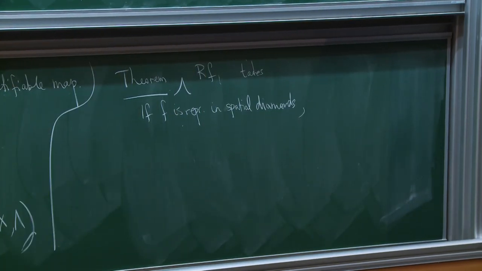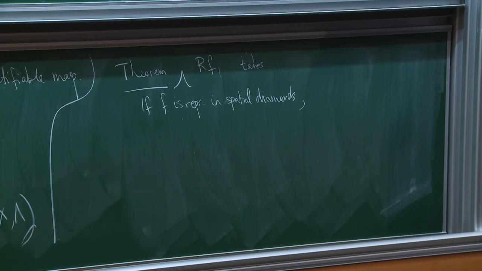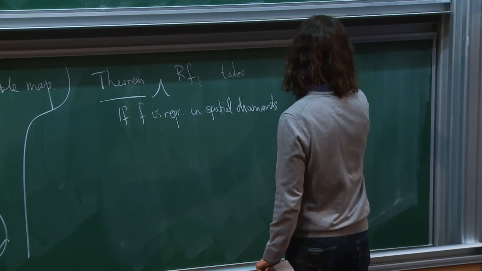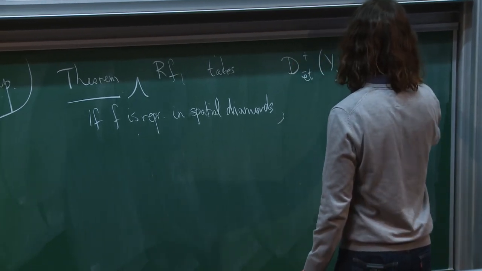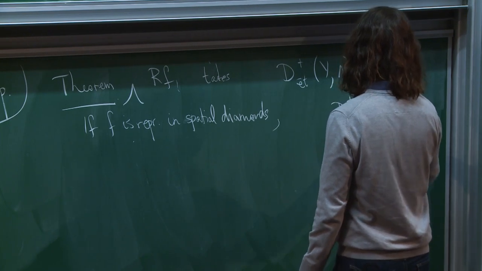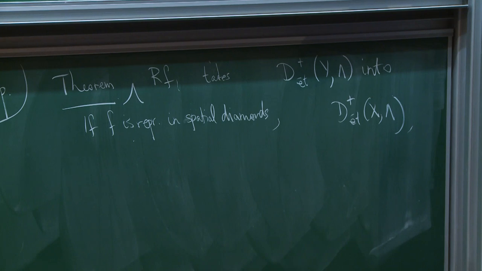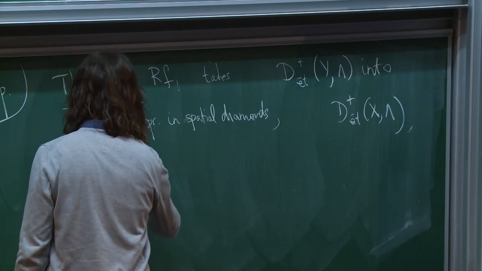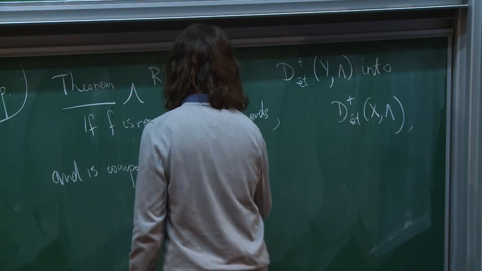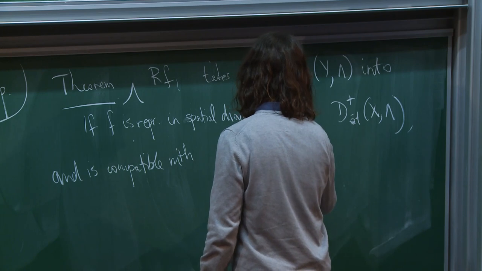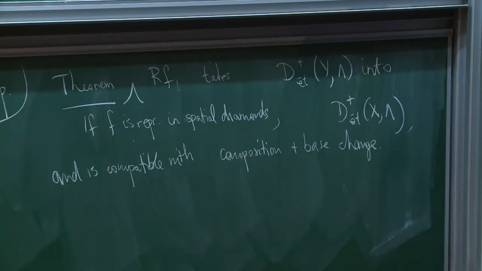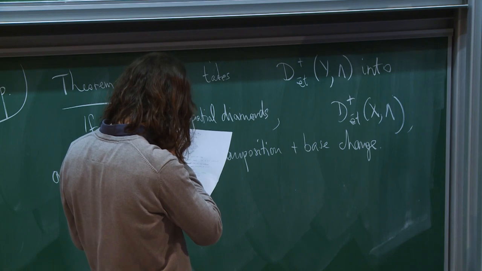So there's a notion that you're representable in spatial diamonds, meaning whenever you map a spatial diamond into it, the fiber product is spatial again. Then this takes the D plus etale y lambda into the D plus etale x lambda. And it's compatible with composition and base change. Proper base change doesn't require prime to the characteristic. You do have always prime to the p.